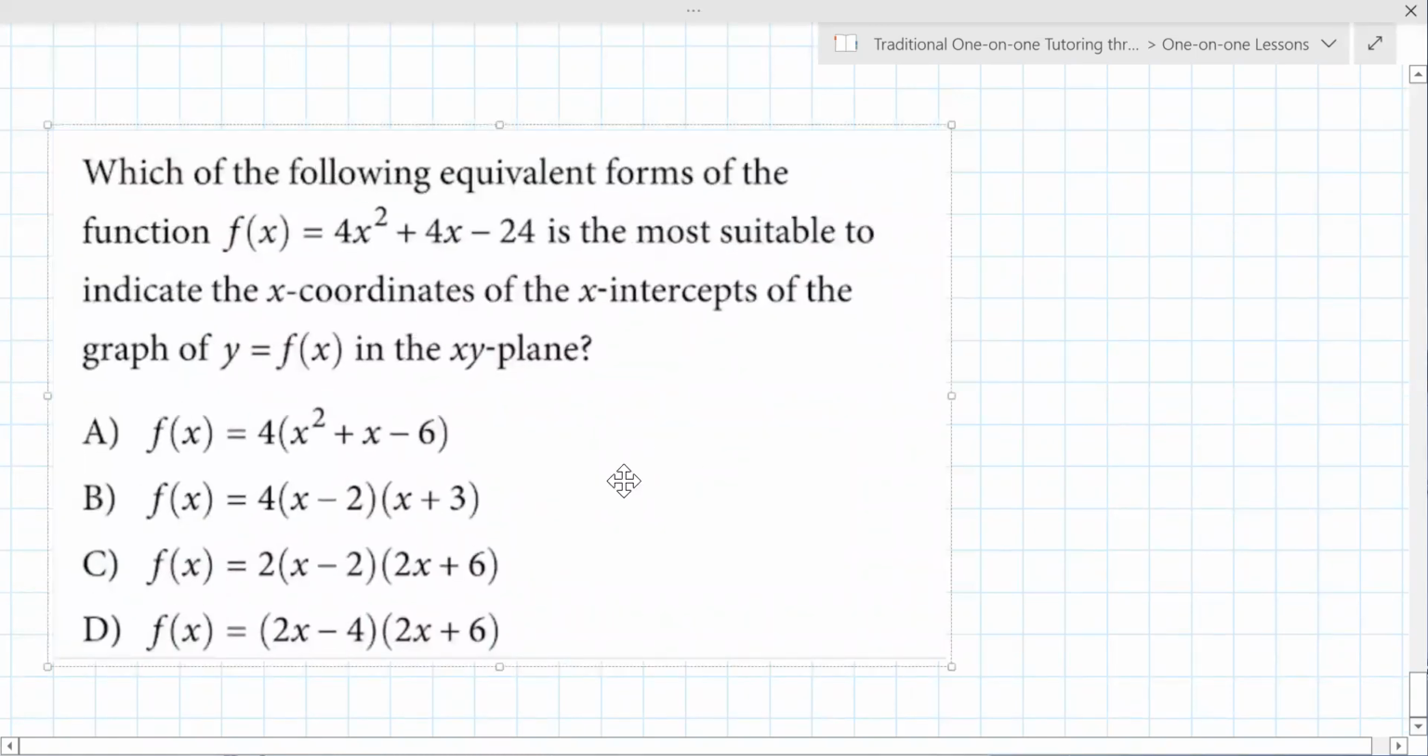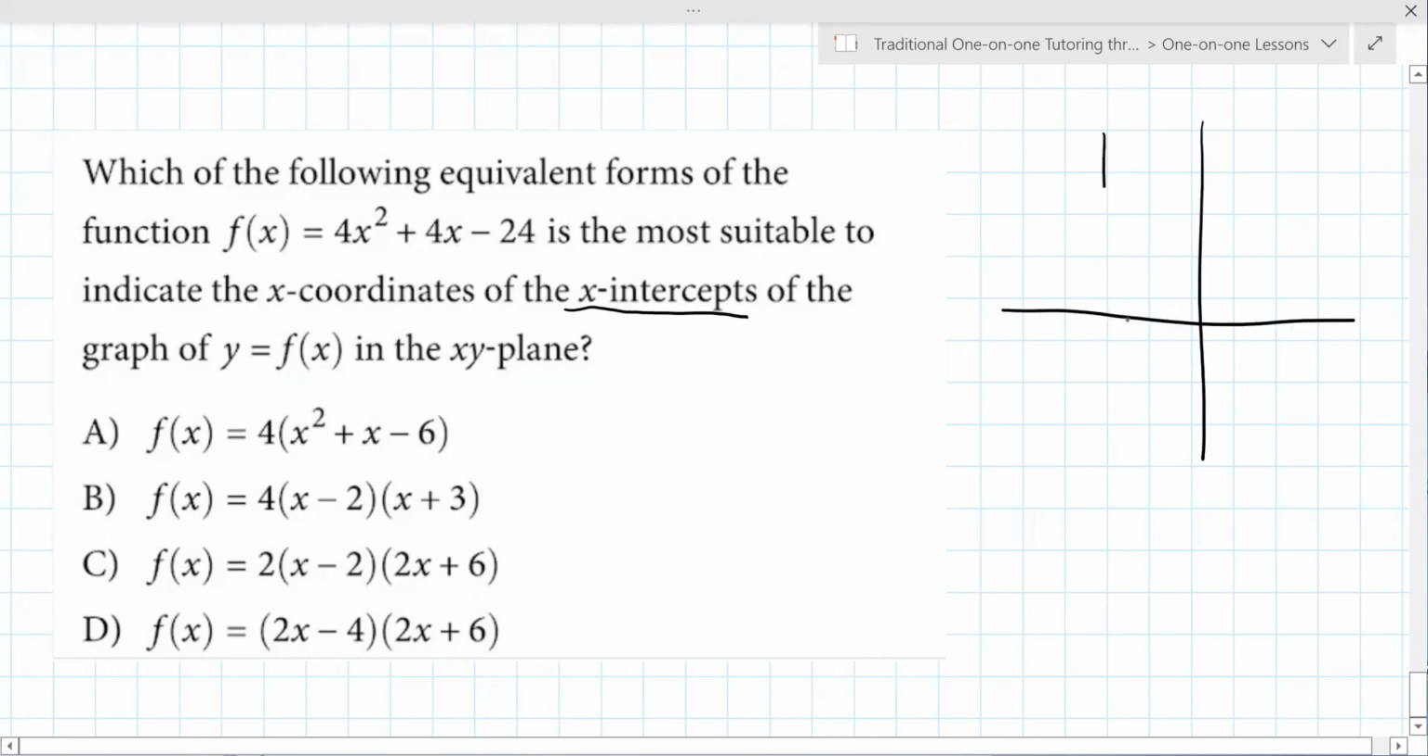It says, which of the following equivalent forms of the function is most suitable to indicate the x coordinates of the x-intercepts of the graph of f of x in the xy plane? Do you know what an x-intercept is or what that means? I probably do if you told me. Okay, so the x-intercept is where it crosses the x-axis. So for x-intercepts, the best form is what's called factored form.